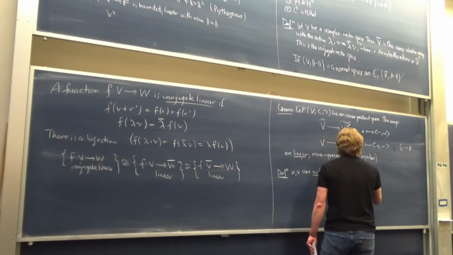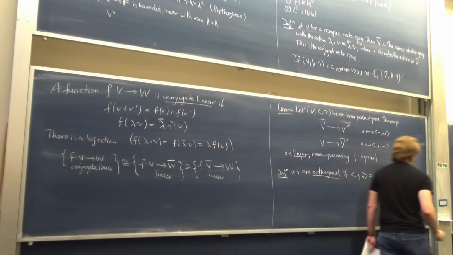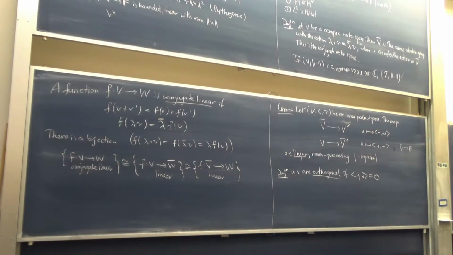I don't know if I've put this on the board before, but in an inner product space, two vectors are called orthogonal if their pairing is 0. That's symmetric, right? Because changing the order puts in a conjugate, but the conjugate of 0 is 0.